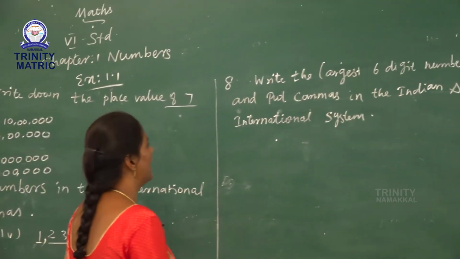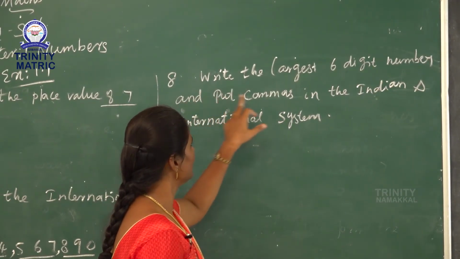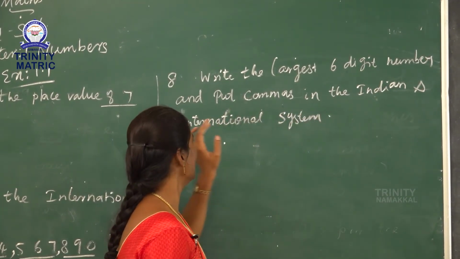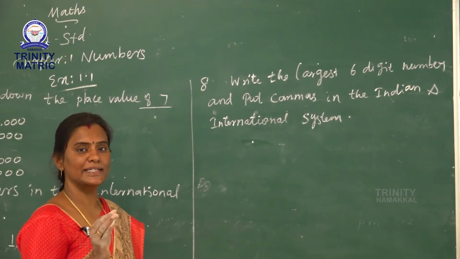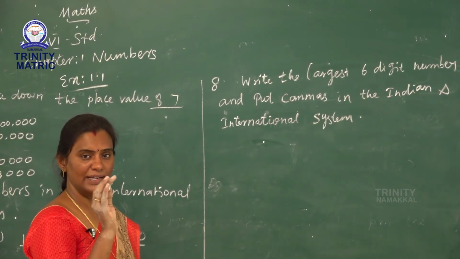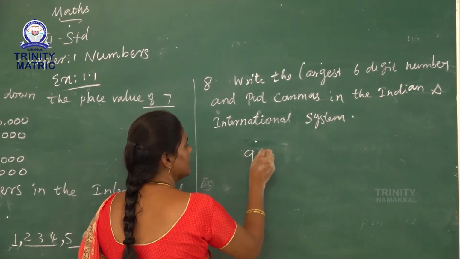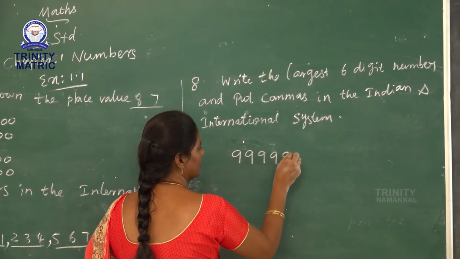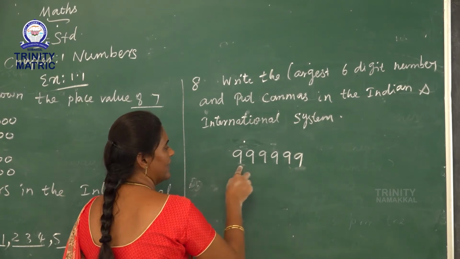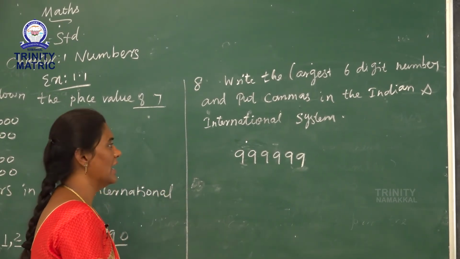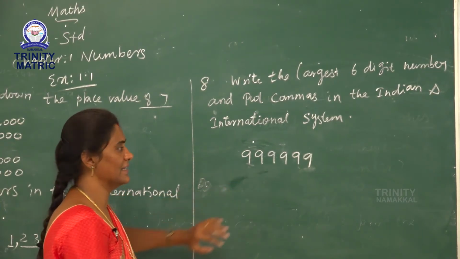Next, write the largest 6-digit number and put commas in the Indian and international systems. We know that the largest digit is 9, so the largest 6-digit number is written with six 9s. Now we put commas in the Indian system and the international system.